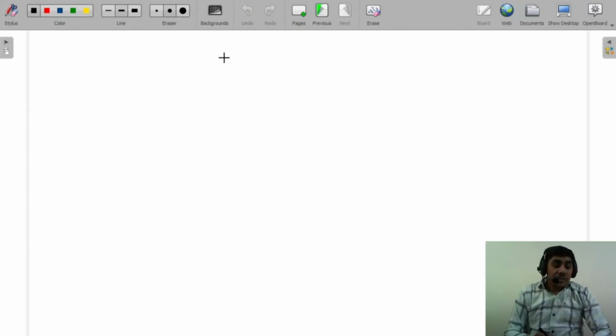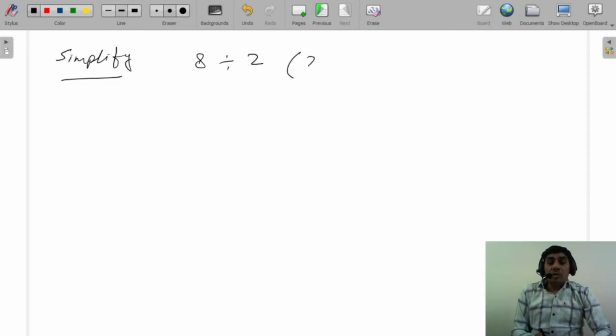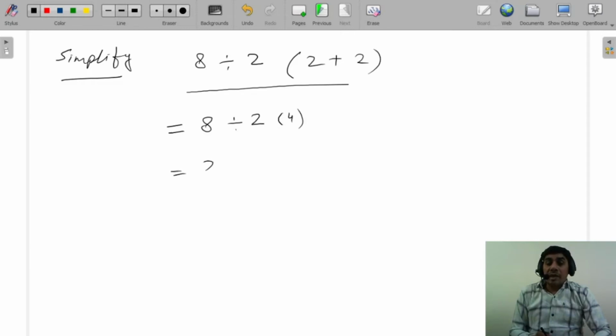The next, simplify 8 divided by 2 into 2 plus 2. In this expression, bracket, small bracket appears. So first of all we have to solve the bracket. 8 divided by 2 into 4. 8 divided by 2 into 4.